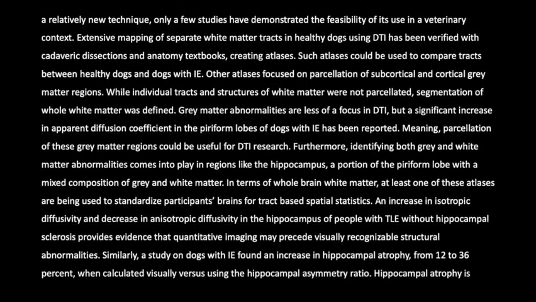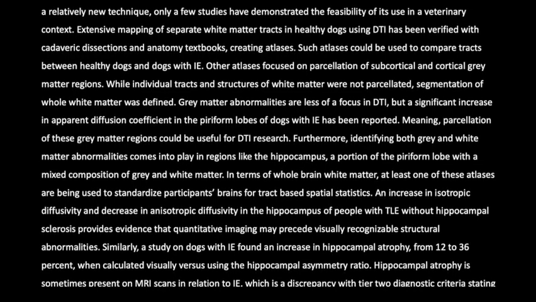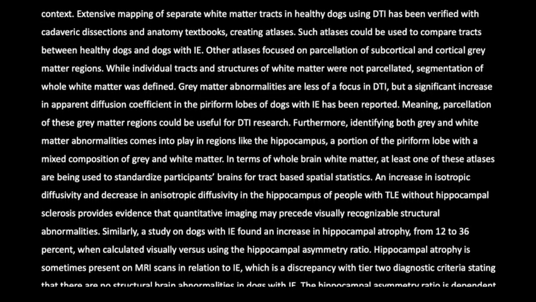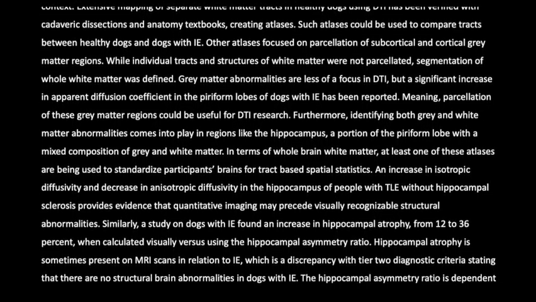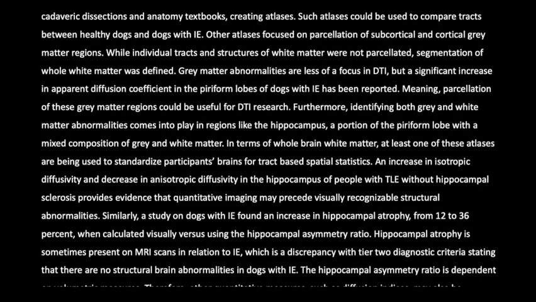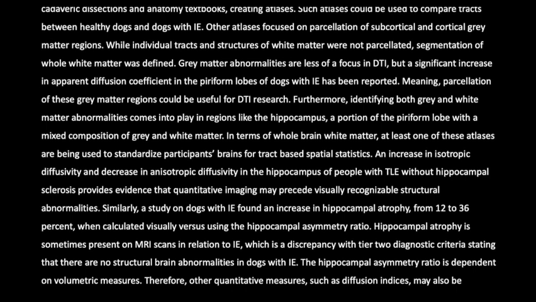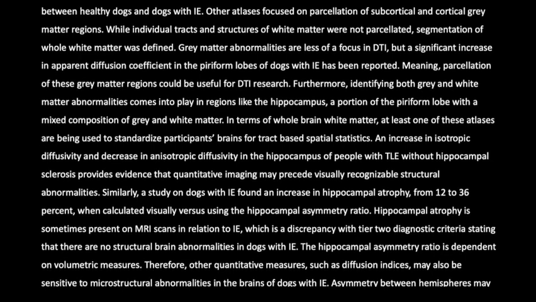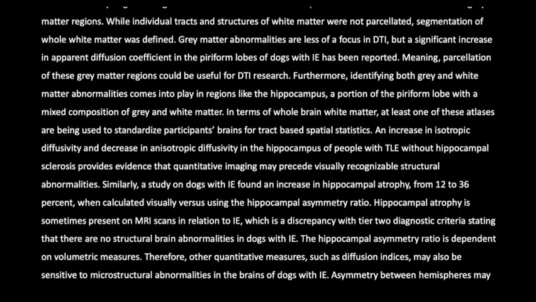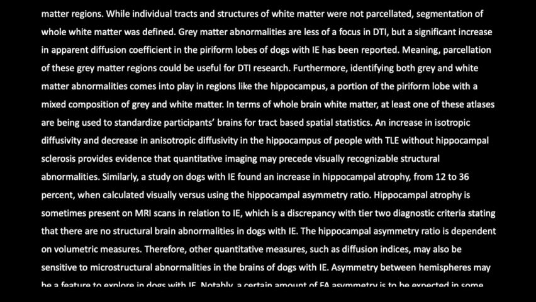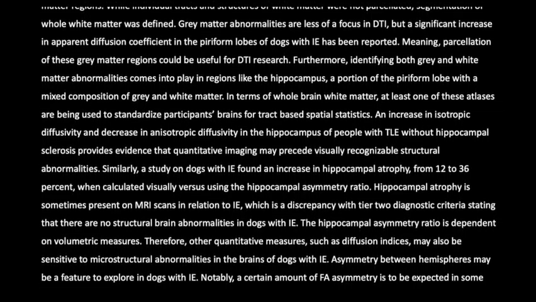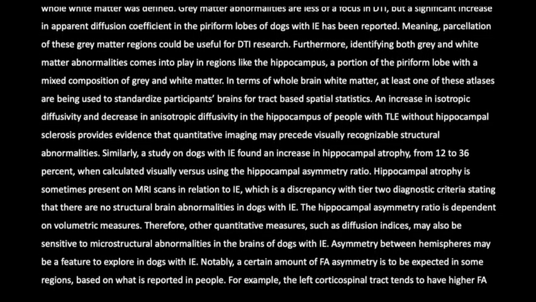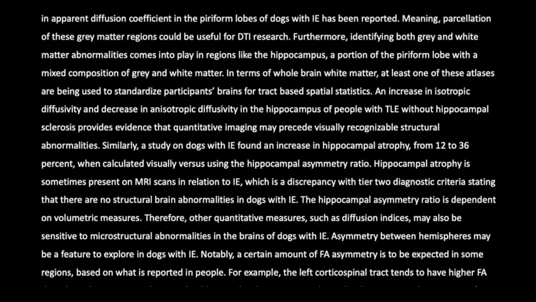Gray matter abnormalities are less of a focus in DTI, but a significant increase in apparent diffusion coefficient in the piriform lobes of dogs with IE has been reported. Meaning, parcellation of these gray matter regions could be useful for DTI research. Furthermore, identifying both gray and white matter abnormalities comes into play in regions like the hippocampus, a portion of the piriform lobe with a mixed composition of gray and white matter. In terms of whole brain white matter, at least one of these atlases is being used to standardize participants' brains for tract-based spatial statistics.